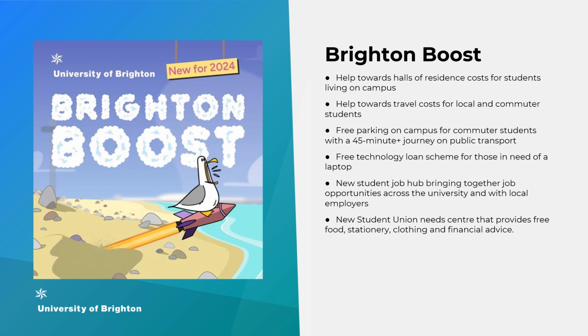Students from WP backgrounds are also often more likely to be able to access additional financial support when they go to university, if they choose to go, as well as bursaries and scholarships, which are free money that don't need to be paid back. At the University of Brighton, we have the Brighton Boost, which is a financial package that some students might be able to access depending on their circumstances. This is just one example of additional support that WP students can access, but it's really important that if a student is thinking of going to university, they explore what different financial packages are offered at different universities that they might be able to access.